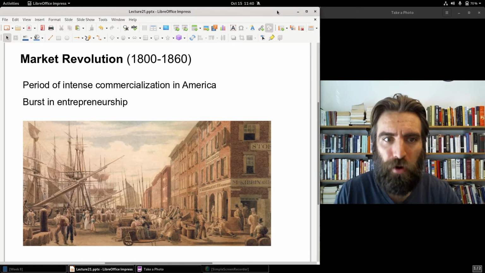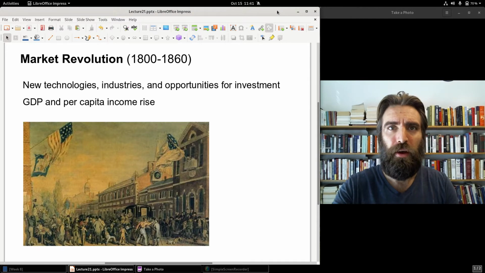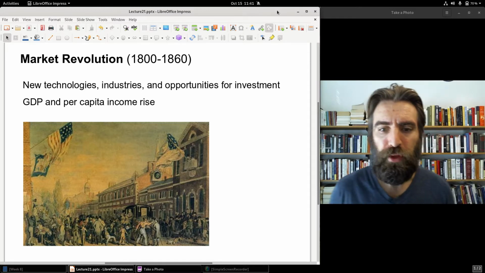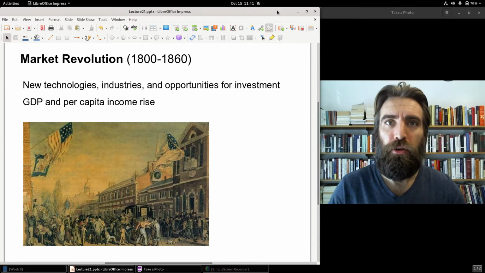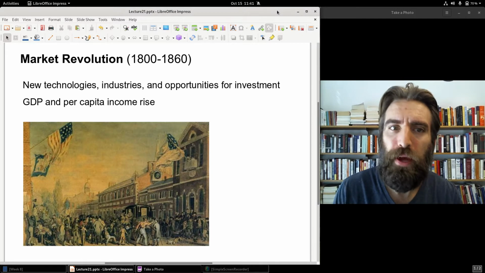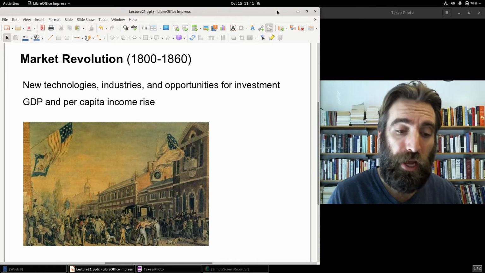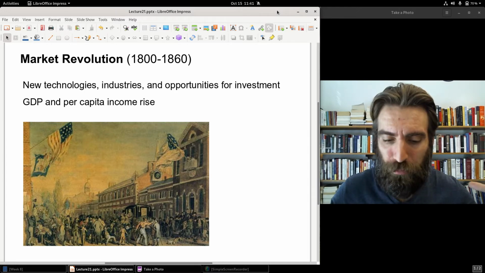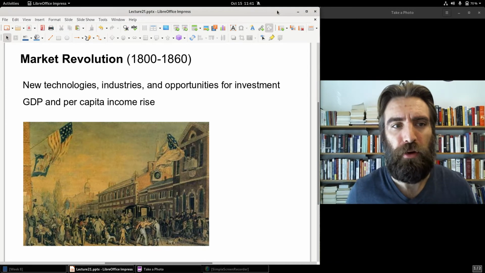But a burst in entrepreneurship, burst in commerce, American society becomes very highly commercial, producing goods for market, goods for export, goods for commercial profit. New technologies emerge. We'll look at a couple of those today, but we won't look at all of them, of course. New industries, new opportunities for investment, so ways to utilize your capital and reservoirs for capital, places for people to take their capital and invest it. All of these things are on the rise.